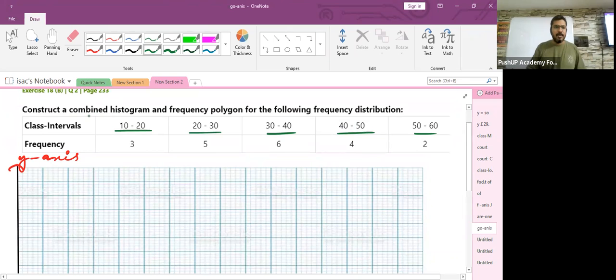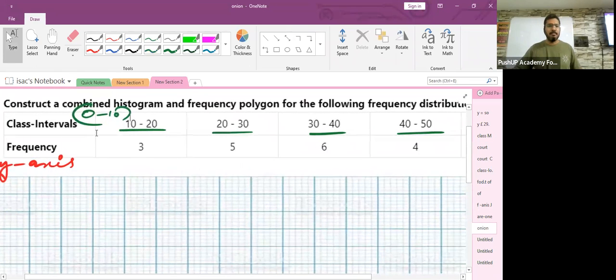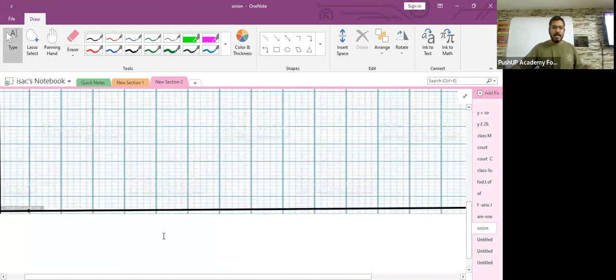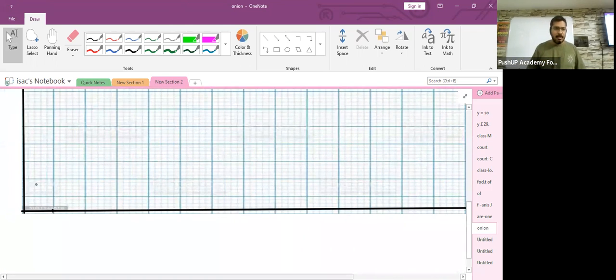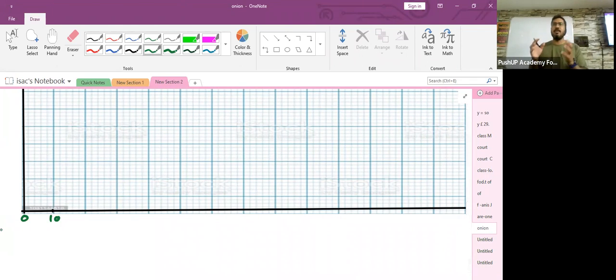But here there is a problem. We don't have any idea what's happening from 0 to 10, isn't it? Do we have any idea, children, what is happening from 0 to 10? We have no idea. So since we have no idea about it, we will show the class interval 0 to 10 over here, just that there is no frequency mentioned for the class interval 0 to 10. We will not bother much about it. You just label the class interval 0 to 10 and just leave it.